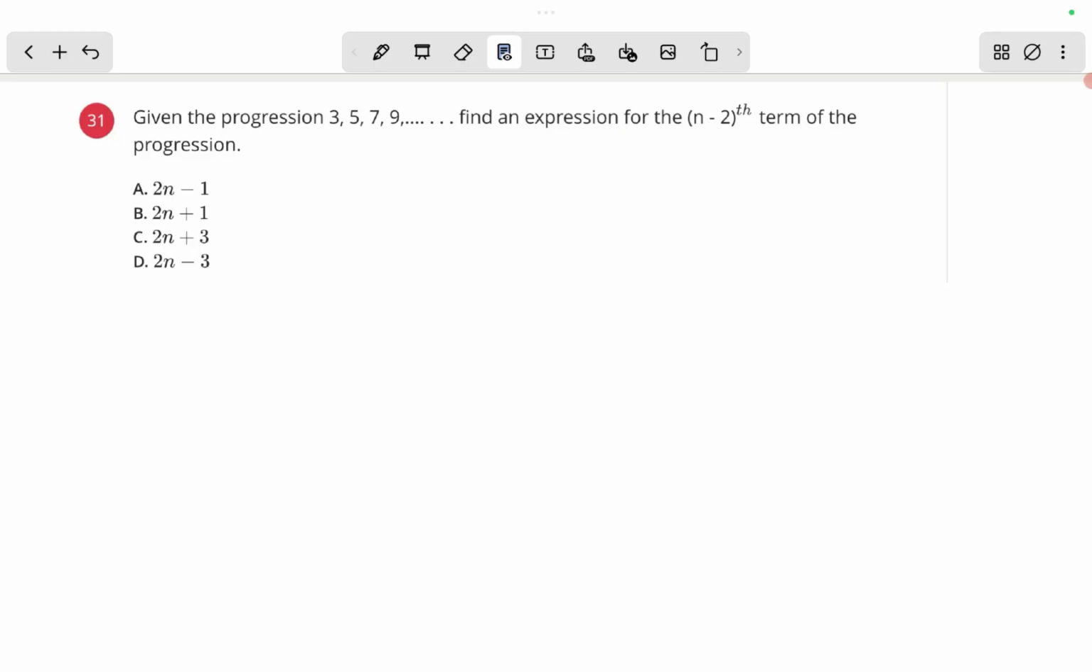Today, I will be solving question 31 to question 40 of JAMB 2025 Mathematics Past Question.